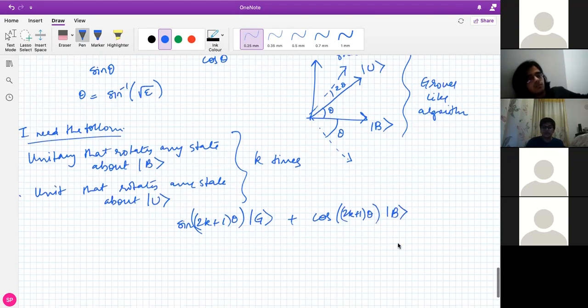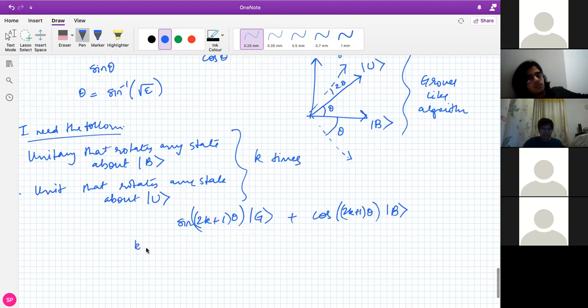Okay. Now if my k is approximately pi by 4 theta, which is approximately this many number of runs, I can, because see what I'm doing here is I'm trying to make this amplitude as big as possible. Like I'm getting this value close to pi by 2 so that this amplitude becomes 1 and there is no amplitude on the bad state.